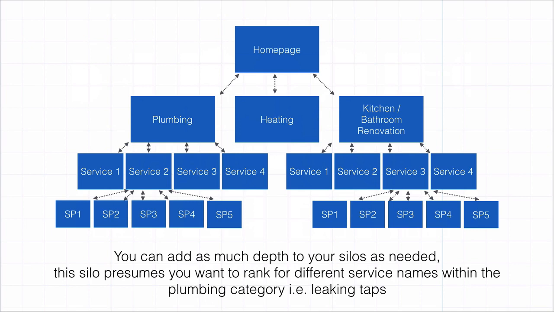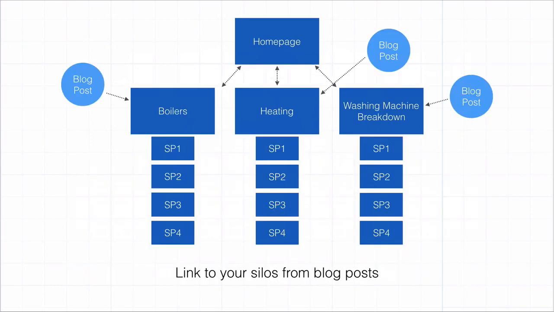Now, let's take one step further and see another way that separates the silo a little bit, and that is your blog post. If you have a separate blog on your website, then you can also link to basically any pages within those silos. So you have the main silo structure here, built out of 3 silos: a boiler silo, a heating silo, and a washing machine breakdown silo. And these are all very deliberately linked. They never link to each other. Whereas the blog posts can literally link to basically any page in the silo.